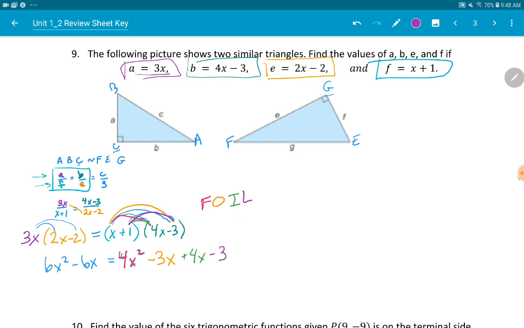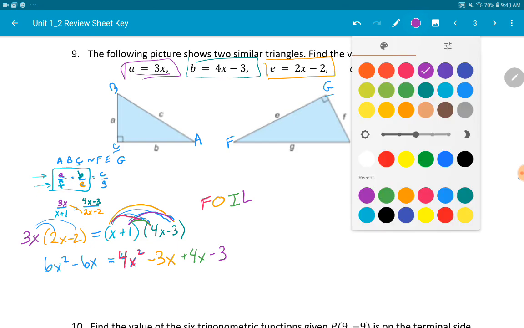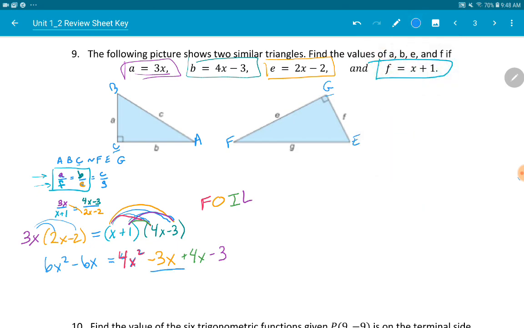Okay, now I can combine like terms, simplify this a little bit. My only like terms are those center two terms, so negative 3x plus 4x gives me x, and then the rest of it I just copied down. I haven't changed anything else. Okay, so I have 6x squared minus 6x equals that.